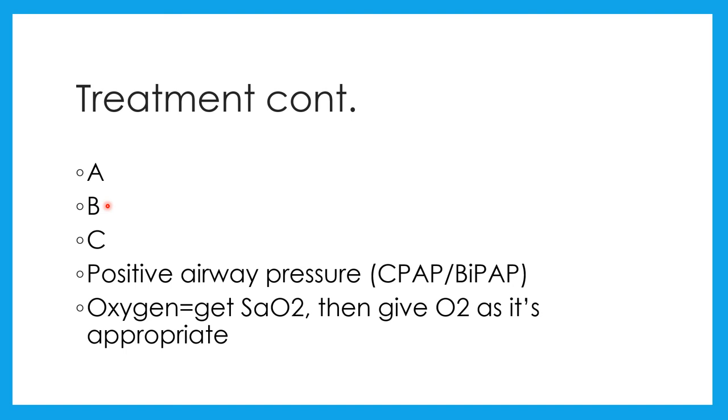If it's low, we give oxygen by nasal cannula, 4 to 6 liters or 2 to 6 liters, as the case might be, depending on the value of the O2 sats. Okay, then we move to C.